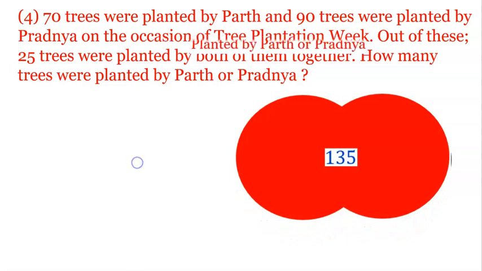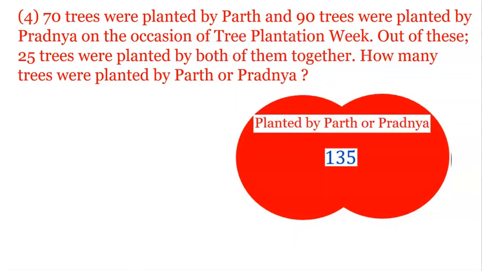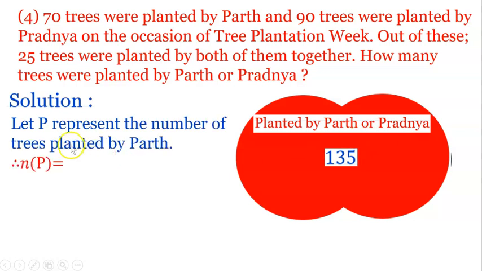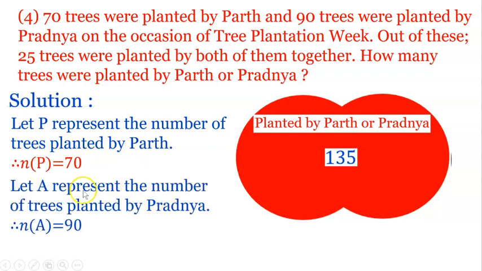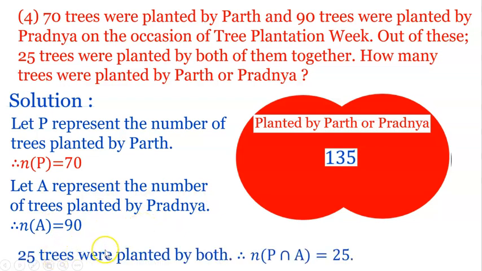These are the trees, number of the trees planted by Parth or Pradnya. So here's an example, आपण फॉर्म्युलाने सोडवणार आहोत. Let P represent the number of the trees planted by Parth. N of P is equals to 70. Let A represent the number of the trees planted by Pradnya. N of A is equals to 90. 25 trees were planted by both. That is, N of P intersection A is equals to 25.